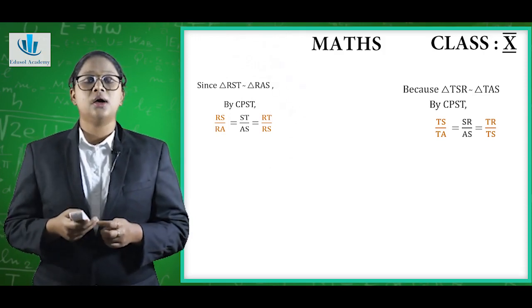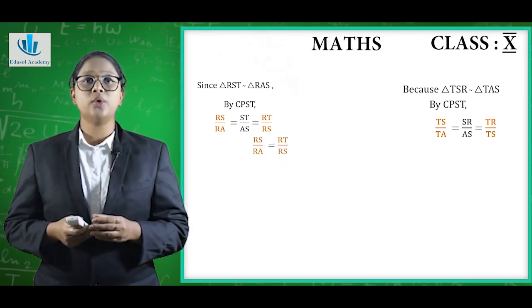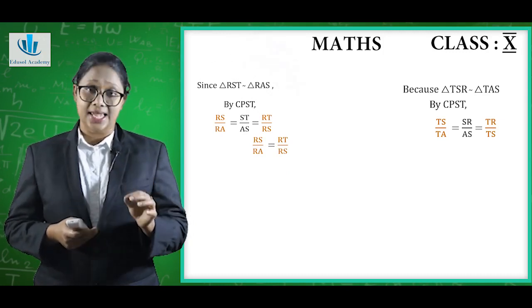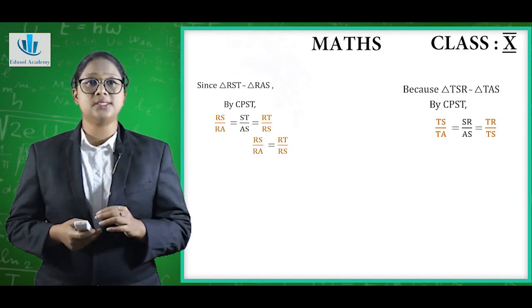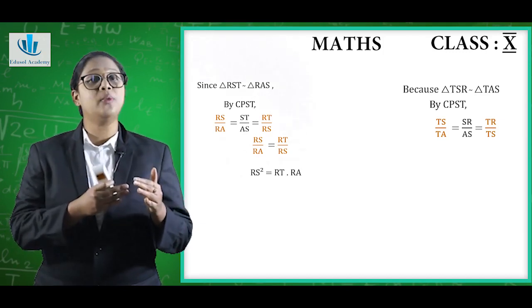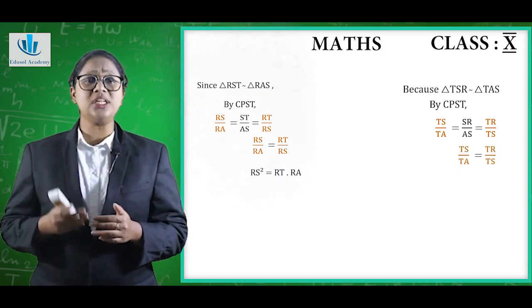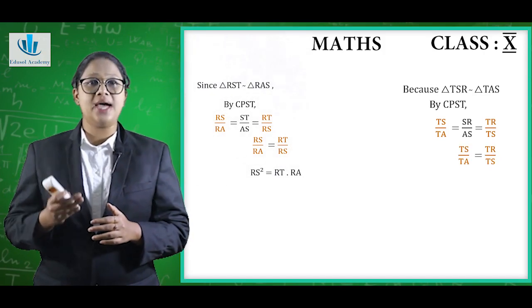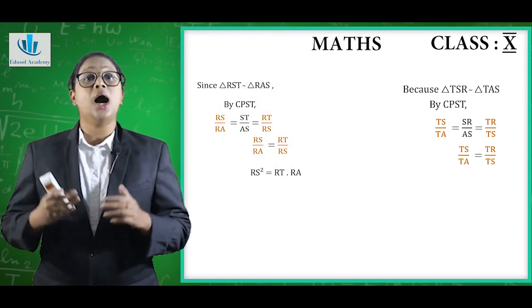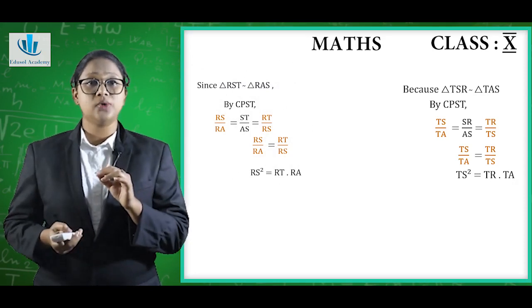Now for our equation, we need RS square plus ST square. So we are going to form RS square from the first equation, that is RS by RA is equal to RT by RS. So when we cross multiply, we'll get RS square on one side and that will be equal to RT into RA. Now for our TS square, we are taking the second set of equations. From that, we get TS by TA is equal to TR by TS. Again cross multiplying, we'll get TS square is equal to TR into TA.